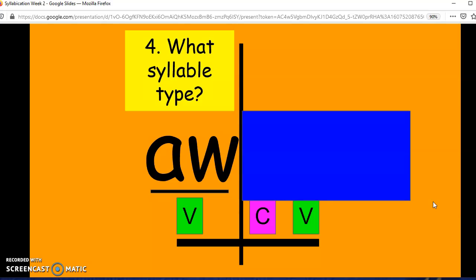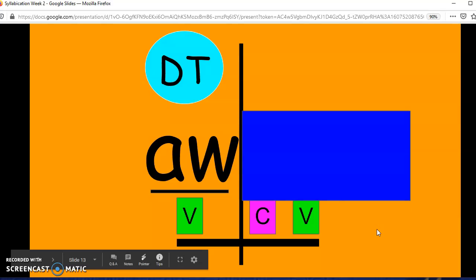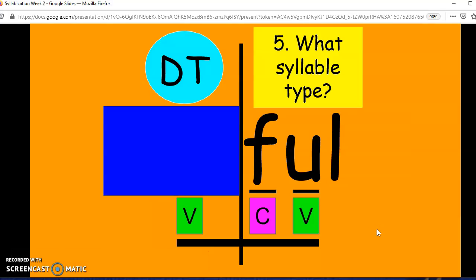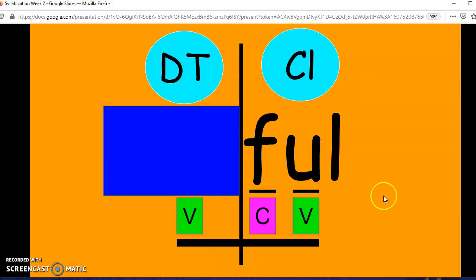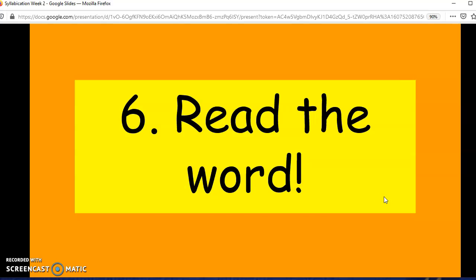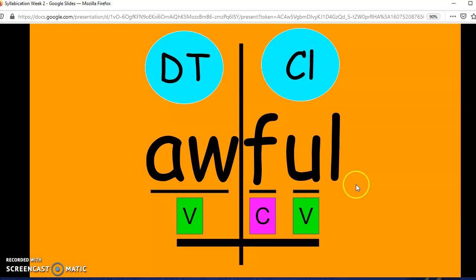We're going to determine our syllable type. So we're going to look at this. We see AW. We know that is a diphthong. We see U, and it has an L that's closing the door. So we know this is a closed syllable. And now we're going to read the word. Awful.